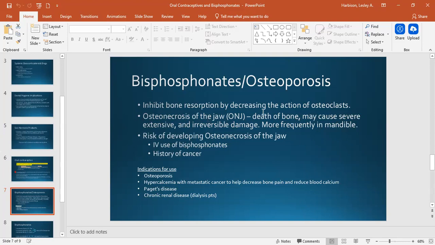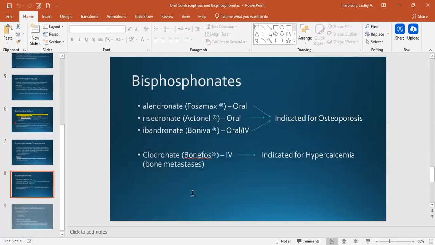The risk of developing osteonecrosis of the jaw is far, far higher in individuals who use a bisphosphonate through IV. So not so much oral pill, but more IV use. And that is going to be more commonly seen with people who have a history of cancer. But it could also be someone with osteoporosis that is doing a monthly IV injection. Indications for use for bisphosphonates: osteoporosis, hypercalcemia with metastatic cancer, which helps to pull the calcium out of the blood, Paget's disease, or chronic renal disease if patients are on dialysis.